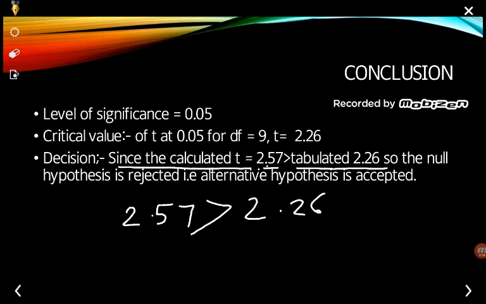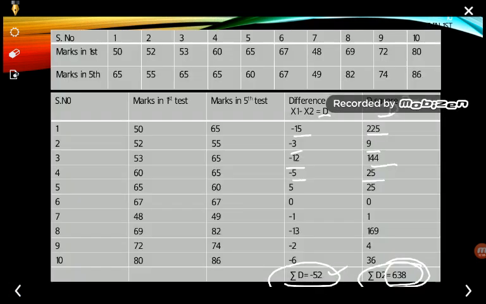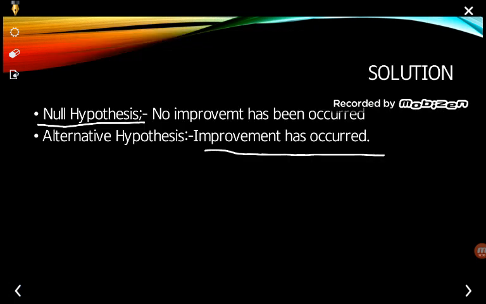the null hypothesis is rejected. What was the null hypothesis? Null hypothesis: no improvement has occurred. So we can say the null hypothesis is rejected. That's why improvement has occurred. This is the decision.